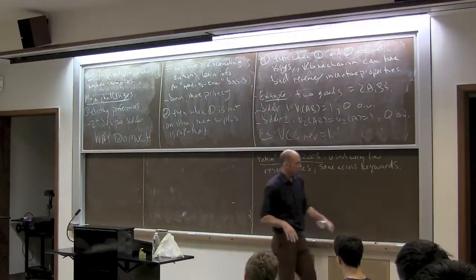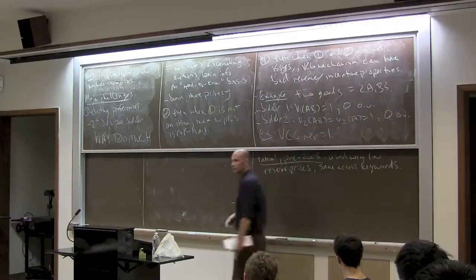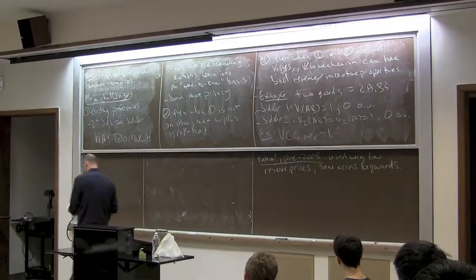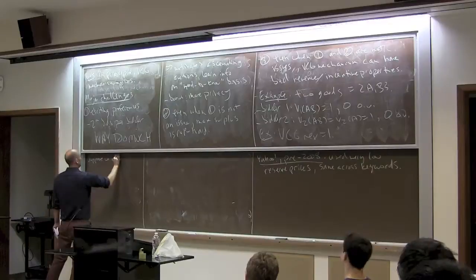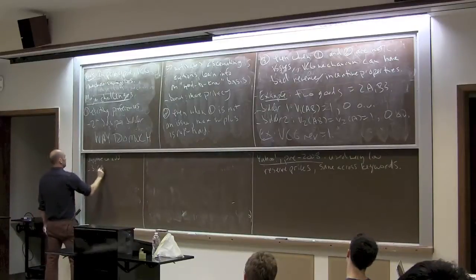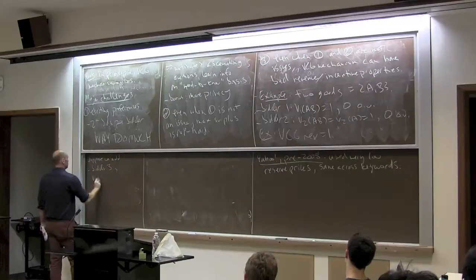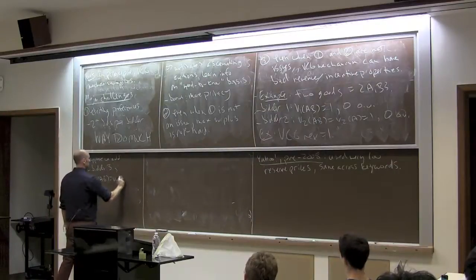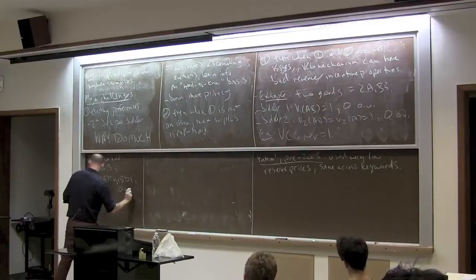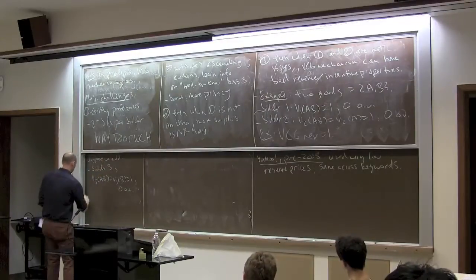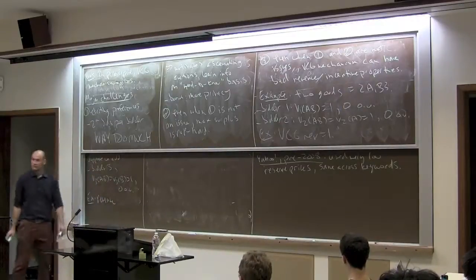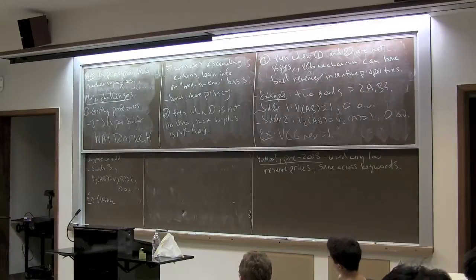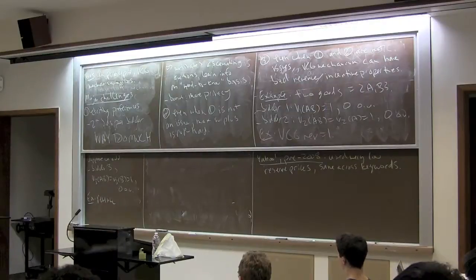But does anyone see offhand what's going to be the revenue? The new revenue? So the surplus doubles to 2. That's great. What happens to the VCG revenue? Is anybody able to compute it in real time? It's not totally trivial. Does it stay at 1? 0? Why do you say that?